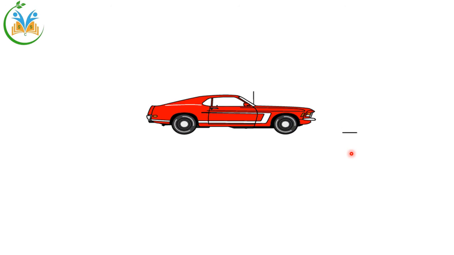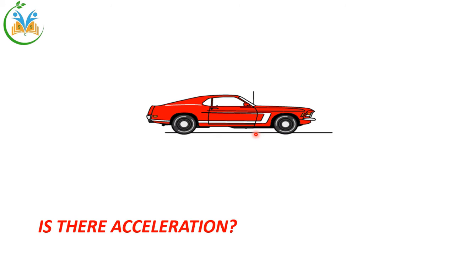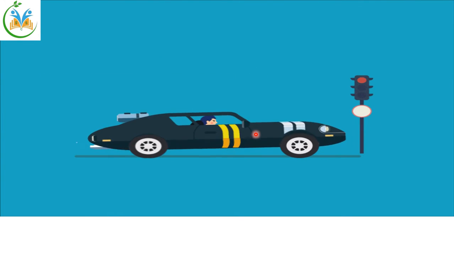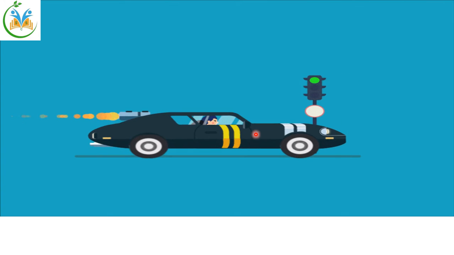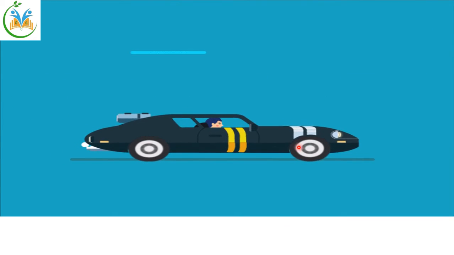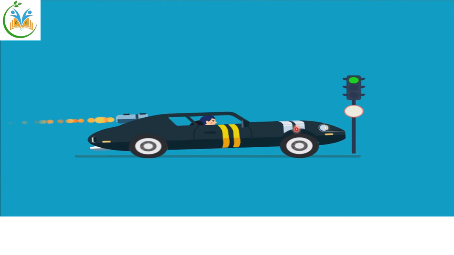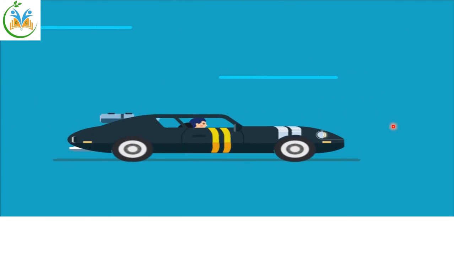Next, check this car. This car is running at a constant speed, constant velocity. Is there any acceleration? The answer is no, because there is no change of speed or change of direction. Similarly, see this example: a car is moving, then it stops. When the signal gets green, it starts again. Once again, the signal is red, it stops; again the signal is green, it starts.